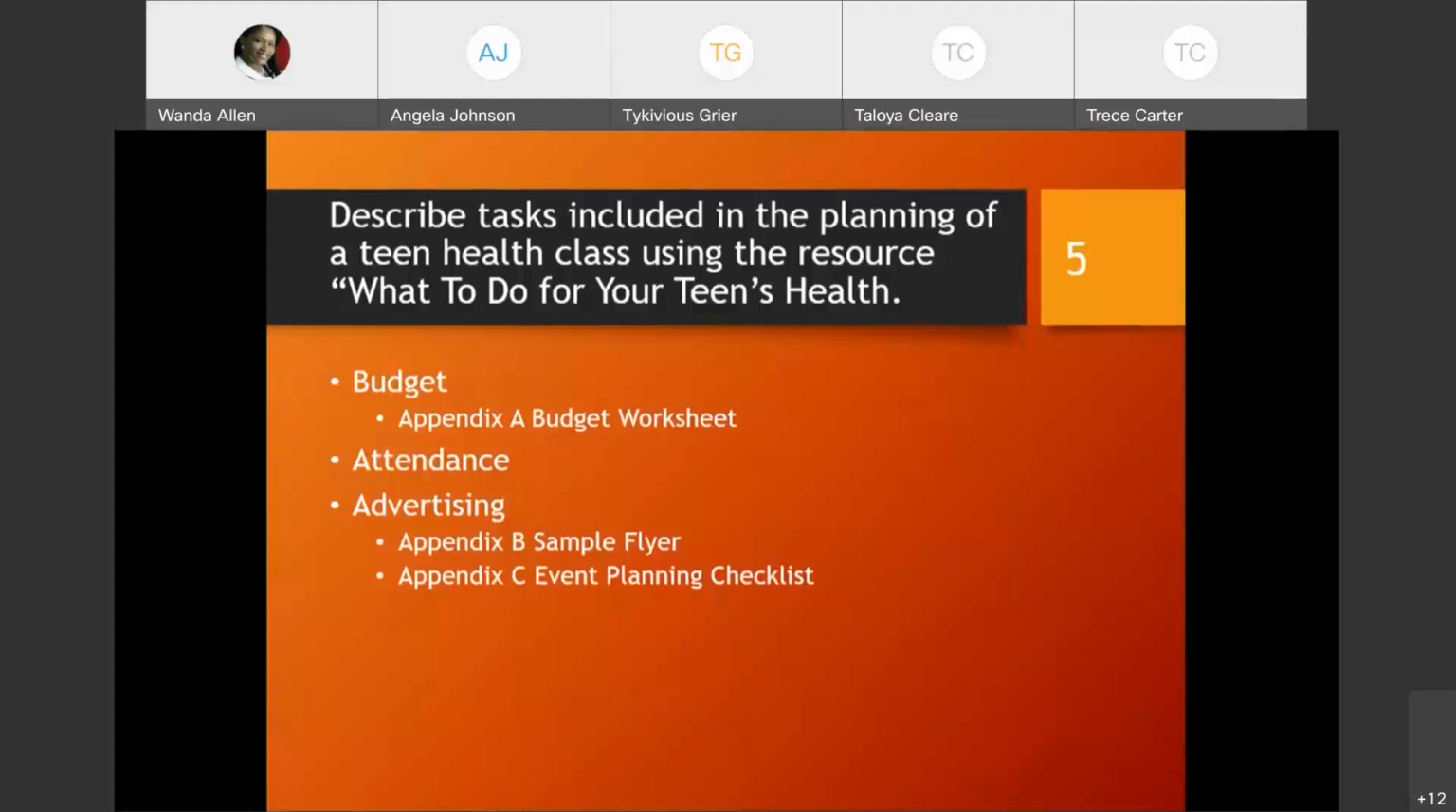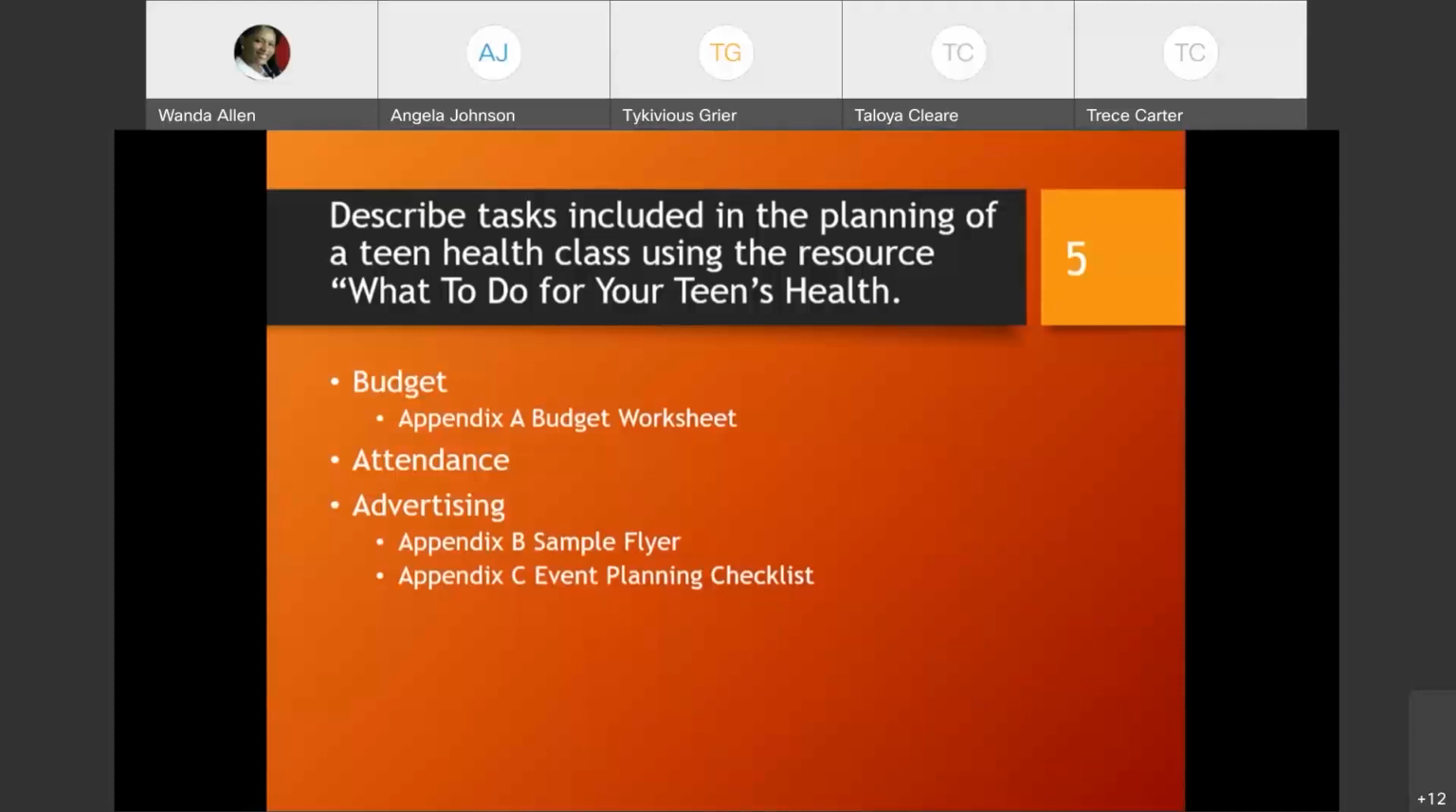So are they able to use public transportation to get to the location where the class is being held? Also, a convenient time. Sometimes you may have to offer your classes early in the morning and late in the evening, because the individuals who will be participating in this class may be working. So those are just some things to consider when you're planning a class as it relates to attendance. You want to take measures that will encourage people to come.